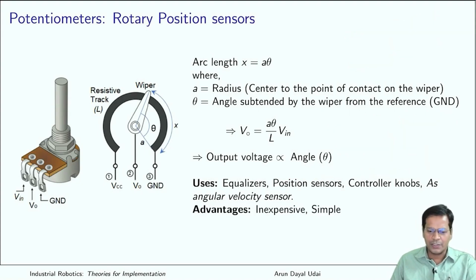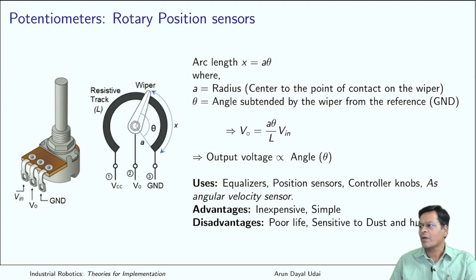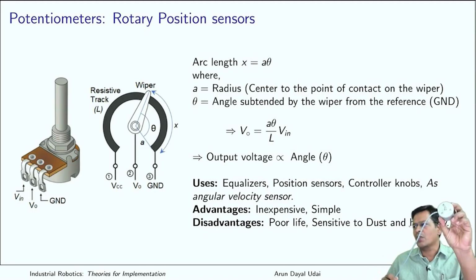So this one is used for various things which are mentioned here. It is a position sensor, controller knobs, and an angular velocity sensor. They are again inexpensive, very simple. Okay, but yes, this also has a similar problem, that is poor life, and it is sensitive to dust and humidity. It looks like this. In the last class also I showed you something like this, but this is different.